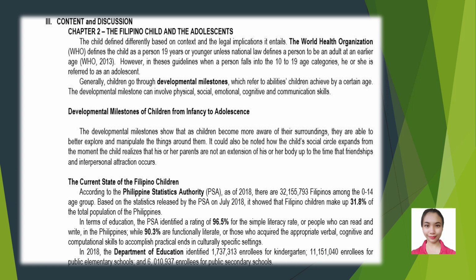Next, we have the current state of the Filipino children. So, according to the Philippine Statistics Authority, or the PSA, formerly the NSO, as of 2018, there are 32,155,793 Filipinos among the 0 to 14 age group. So, based on the statistics released by the PSA in July 2019, it showed that Filipino children make up 31.8% of the total population of the Philippines.